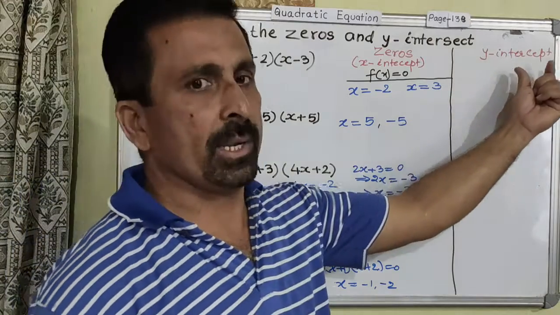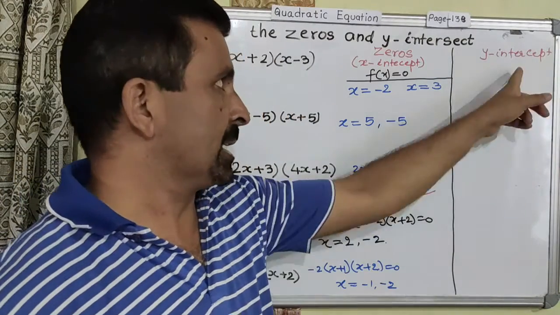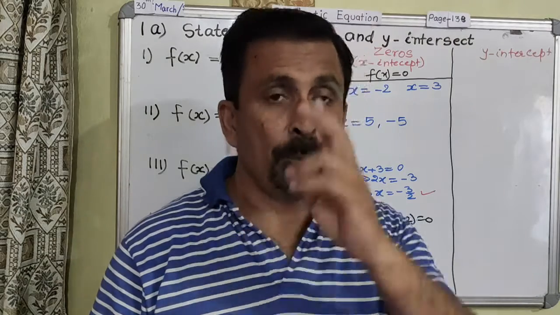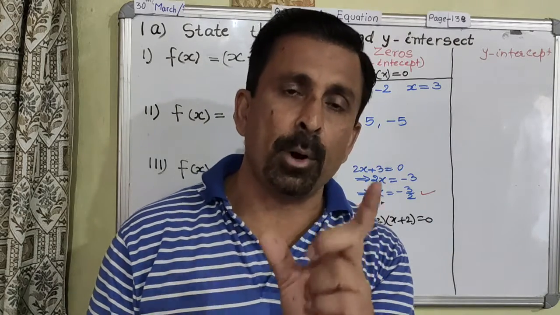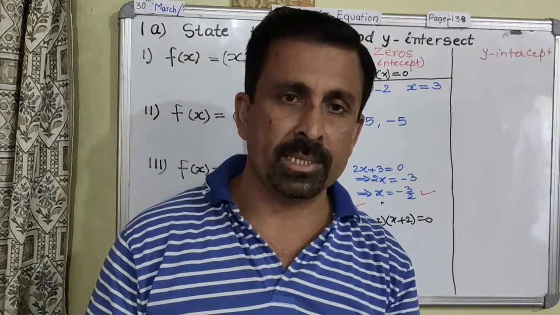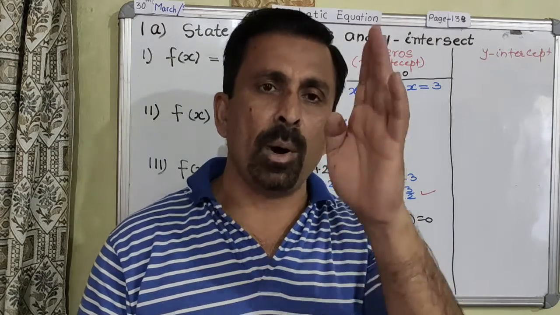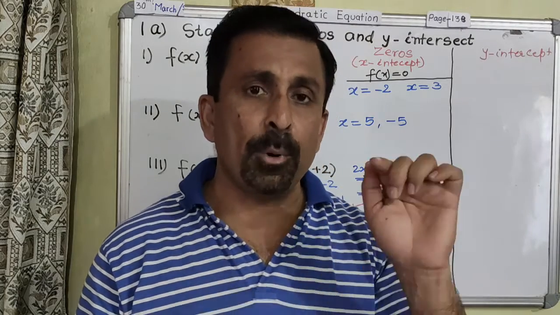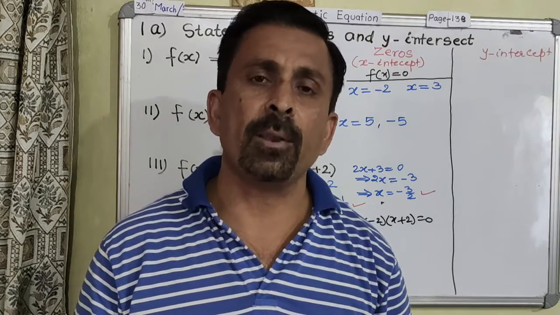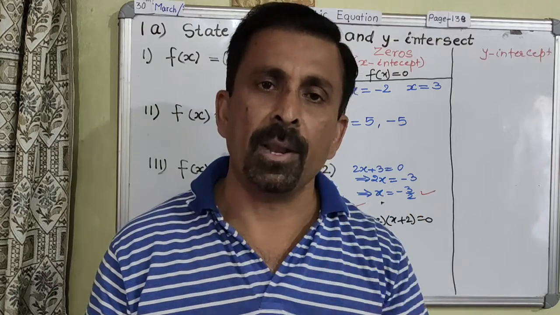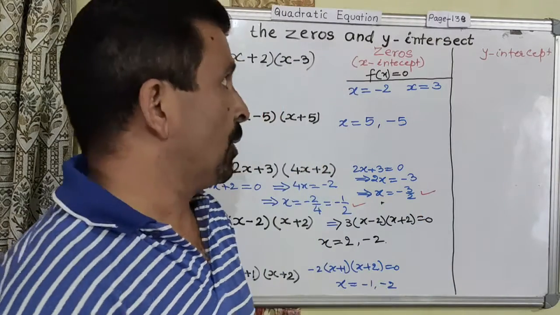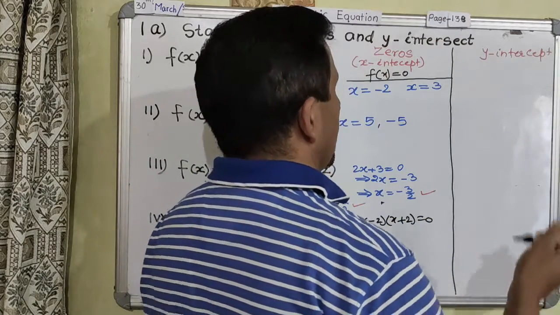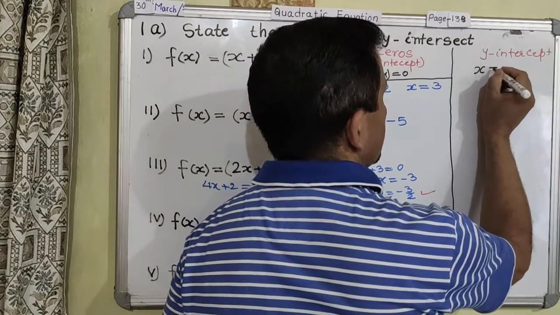Now for the same function, we are going to find out the y-intercept. What we need to know is, what is the meaning of y-intercept? Y-intercept means the point on the y-axis, that point where the parabola cuts the y-axis. Your parabola cuts the y-axis at one point, and that point is called the y-intercept. Because that point is on the y-axis, the value of x will be 0. That means whenever I need to calculate the value of y-intercept, I will assume x as equal to 0.